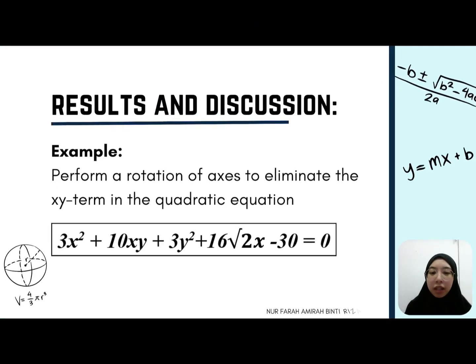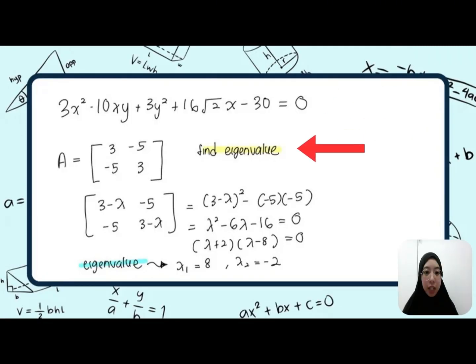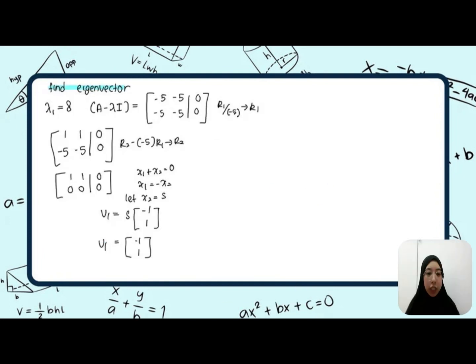Next, take the example: perform a rotation of axes to eliminate the xy term in the quadratic equation, like in this picture. First, we need to find matrix A from the equation and find the eigenvalues using the formula. Then you solve it and get the eigenvalues equal to 8 and negative 2. After we get the eigenvalues, we need to find the eigenvectors using the formula A minus lambda I, and use Gaussian elimination to find the eigenvector.